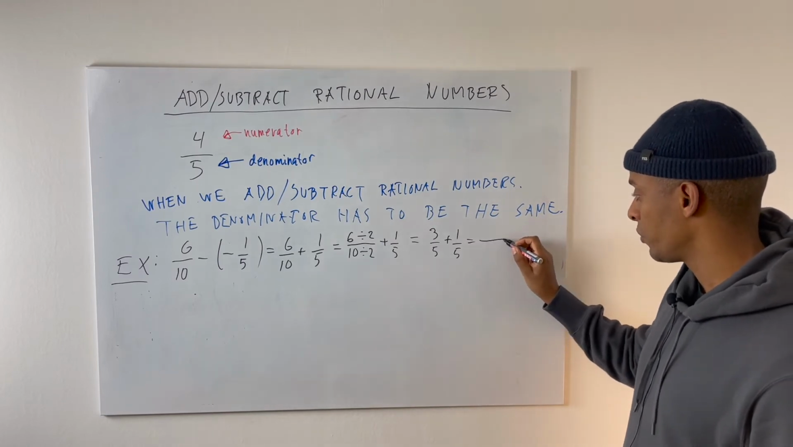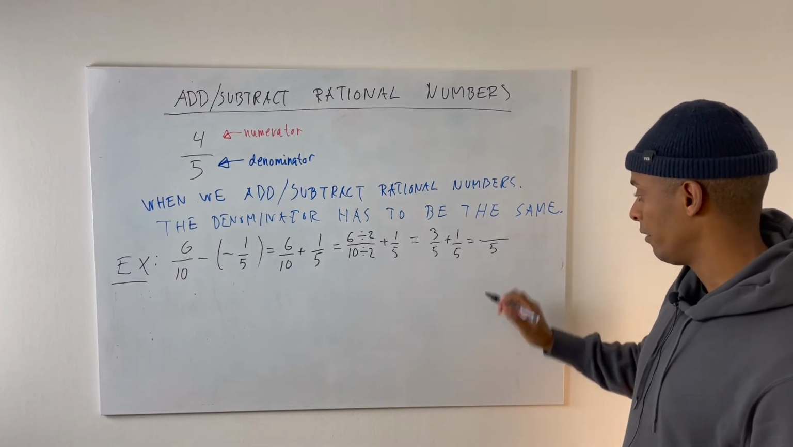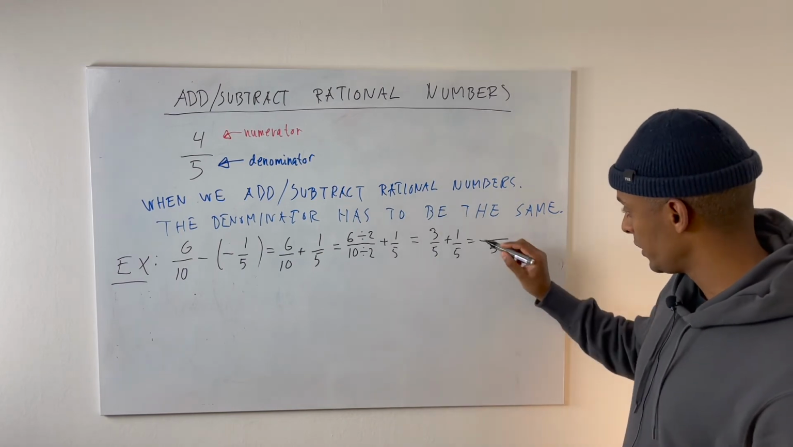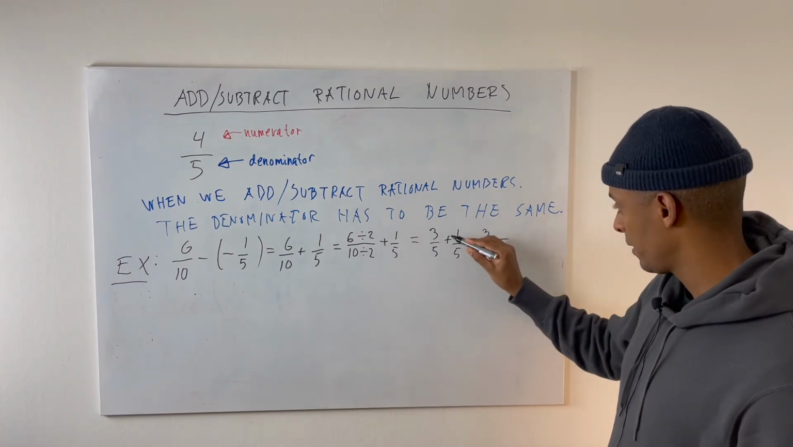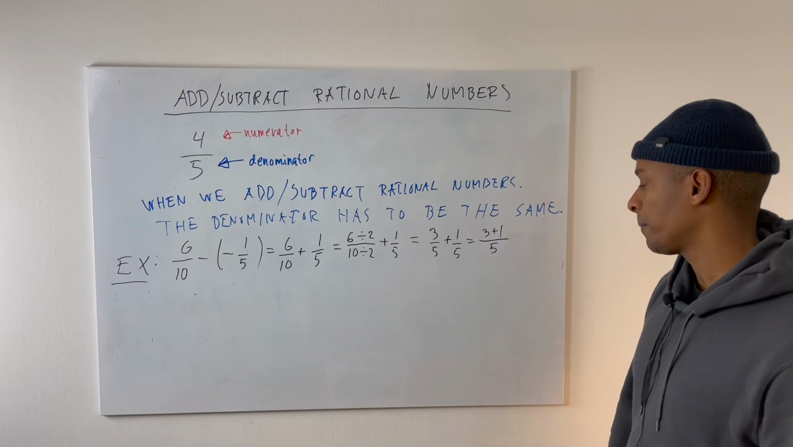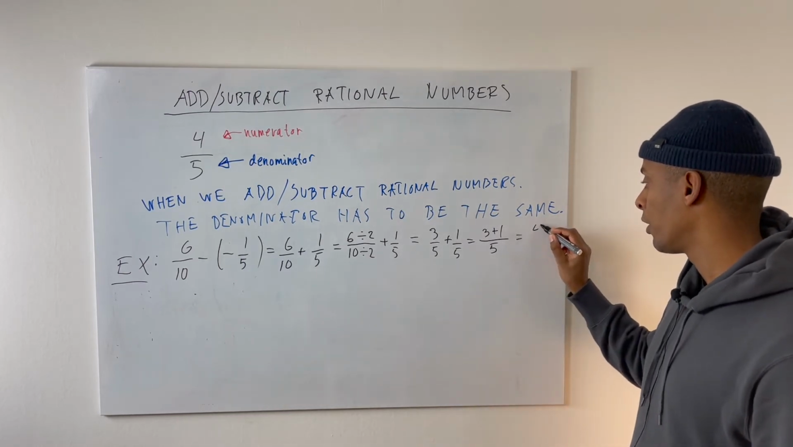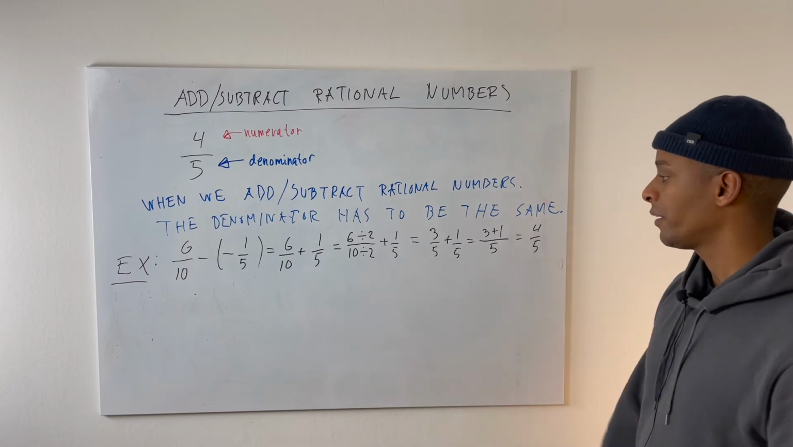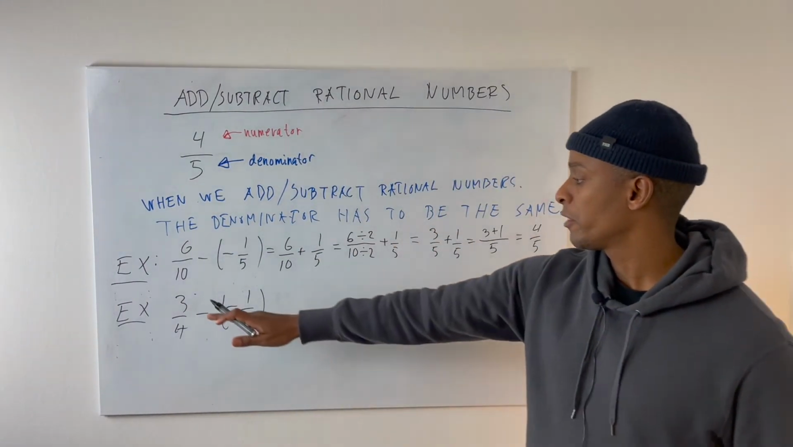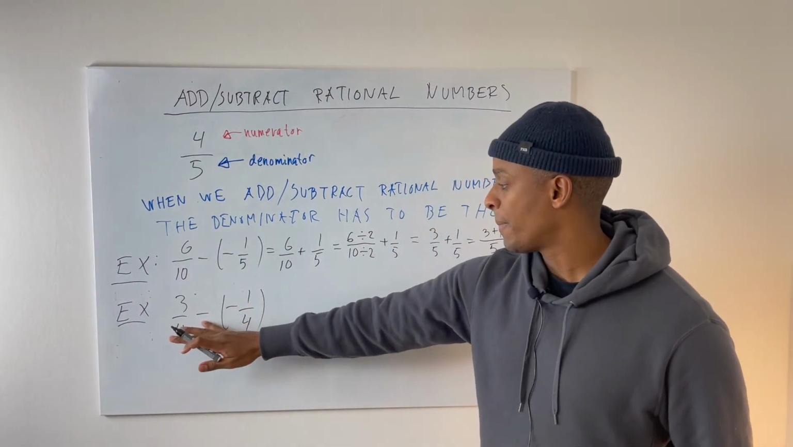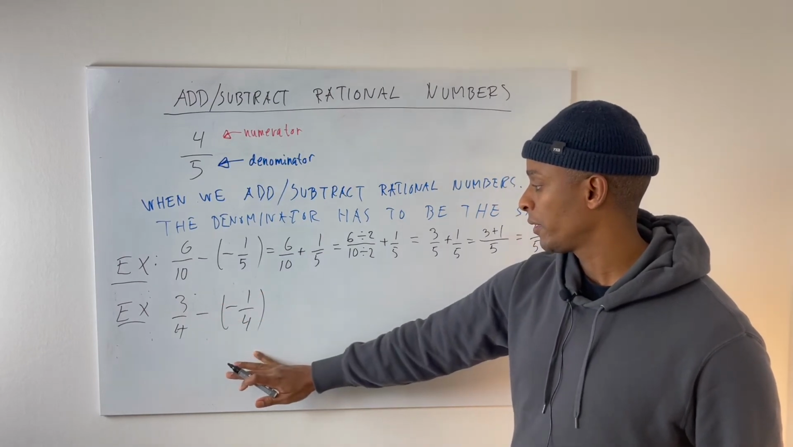Now we can do this. We can put them on the same 5 here, and then we just add 3 plus 1, which is equal to 4/5.